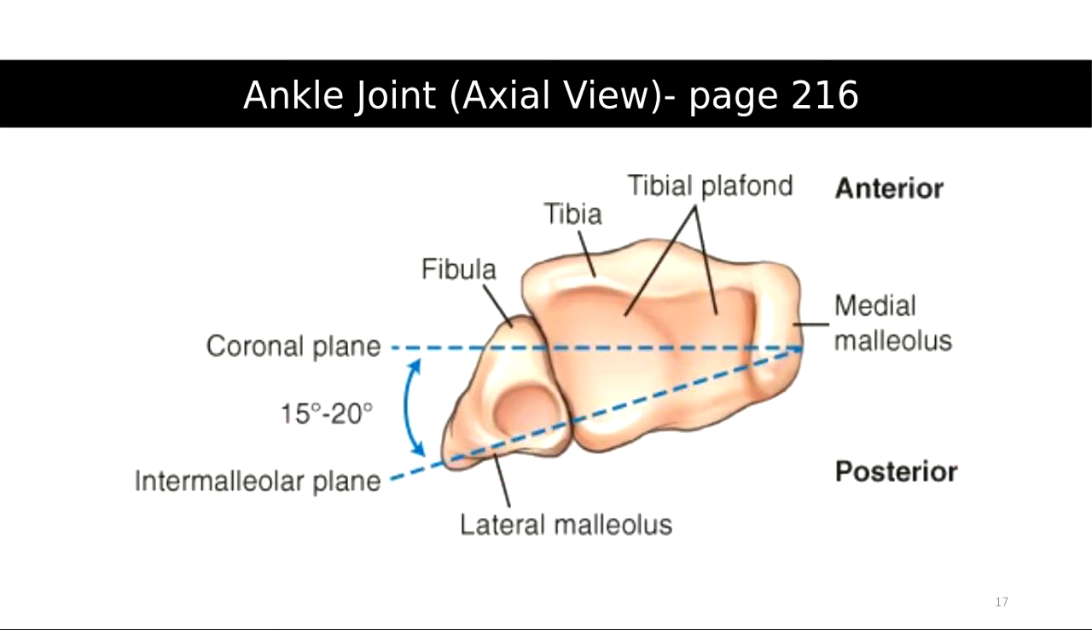And again, this would be if you were the talus bone looking up, this is what you would see. The articular surface at the bottom of the tibia is your tibial plafond. And then you've got the fibula, which sits more posterior. So you've got tibial plafond here that articulates with the talus. Fibula, it's more posterior. Coronal plane, and then intermalleolar plane. So when we position, we have to rotate the patient so that this intermalleolar plane is parallel to the coronal plane.